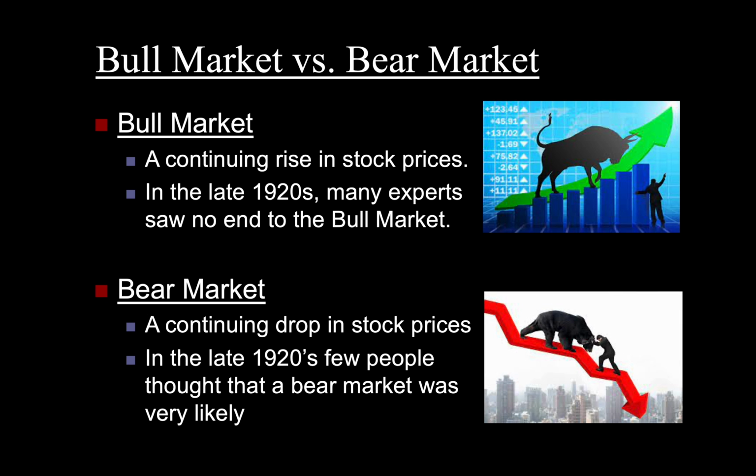On the other side, there's what's known as a bear market. A bear market is the opposite of a bull market, at which point an economy and a stock market goes into a long-term continued decline, which results in a drop in stock prices due to the selling of stocks. In the late 1920s, very few people thought that a bear market was possible in the United States, and this led to a variety of risky stock practices, which helped to set the stock market on the course to its eventual collapse in 1929.